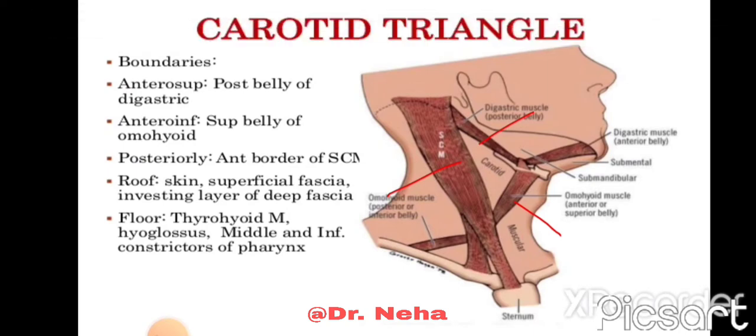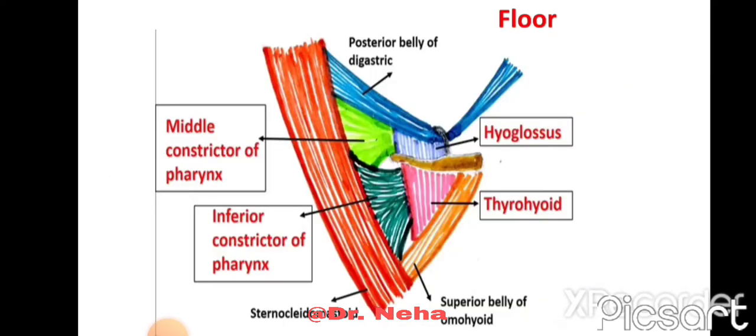The roof is made up of the skin, superficial fascia, and investing layer of the deep cervical fascia. Then the floor is contributed by the muscles of the pharynx. These are the middle constrictor and the inferior constrictor of the pharynx, hyoglossus and thyrohyoid muscle.